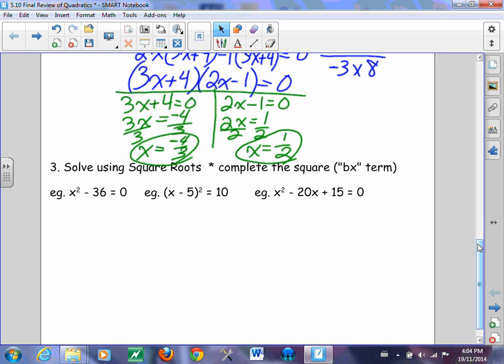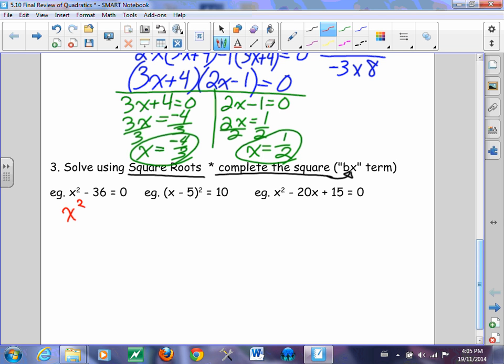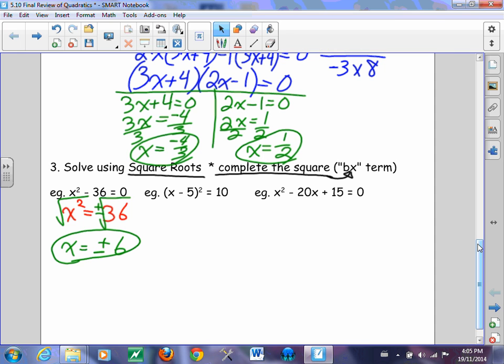The second method of solving was using square roots or completing the square. Remember, you have to complete the square when you have a bx term. Okay? So taking a look at the first example, we've got x squared. We can get it by itself. So you take the negative 36, bring it over. To get x by itself, you do the opposite of squaring, which is square rooting. And when you do that, don't forget to include the positive and the negative. So x equals plus or minus 6. So there's your two answers. x is positive 6 and x is negative 6. That's the two cases.